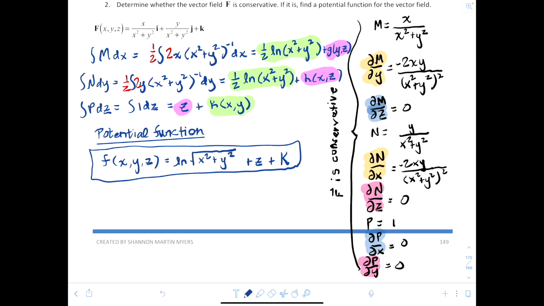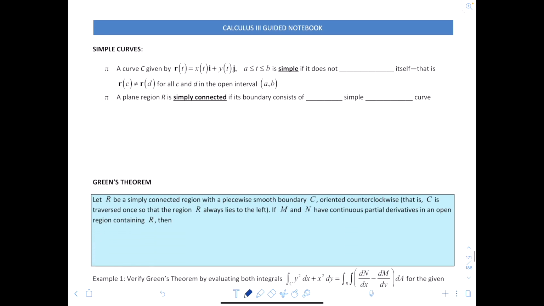Hopefully you're all warmed up. And we're going to now take a look at simple curves. So a curve C given by r of t equals x of t times i plus y of t times j, where t is between a and b inclusive, is simple if it does not cross itself or intersect itself. So that is, r of c is not equal to r of d for all c and d in the open interval from a to b. So a plane region R is simply connected if its boundary consists of one simple closed curve.